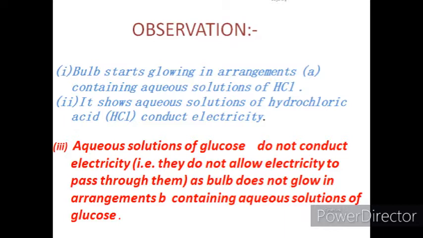which shows that the aqueous solution of hydrochloric acid conducts electricity. And what is the reason behind it? HCl dissociates into ions, that is H positive and Cl negative, which are responsible for the conduction of electricity. Whereas the second beaker, which contains glucose, does not conduct electricity. That is, it does not allow electricity to pass through it, as the bulb does not glow in arrangement B, which contains glucose. And what is the reason behind that? Glucose does not dissociate into ions, so it will not be able to conduct electricity.